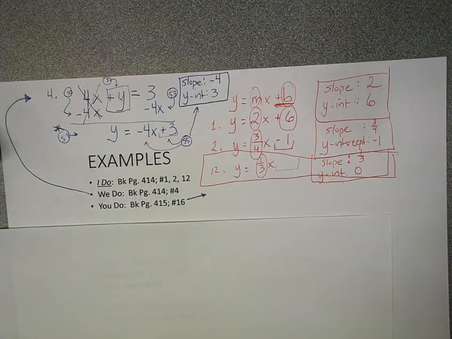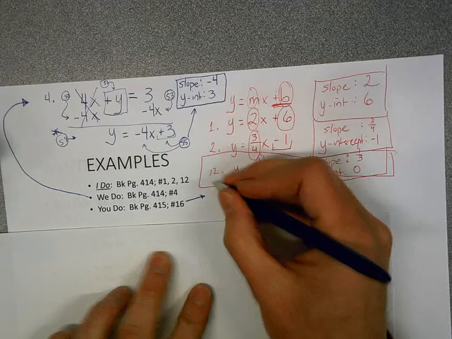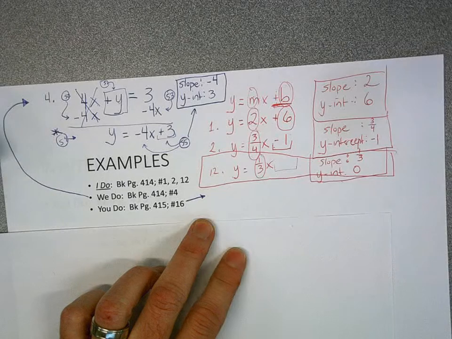For slope, I got negative 9, and for y-intercept, I got negative 5. For slope, I got 9, and for y-intercept, I got negative 5.